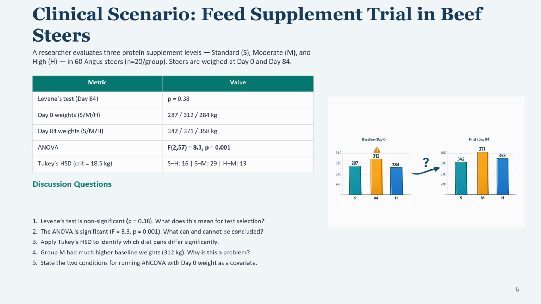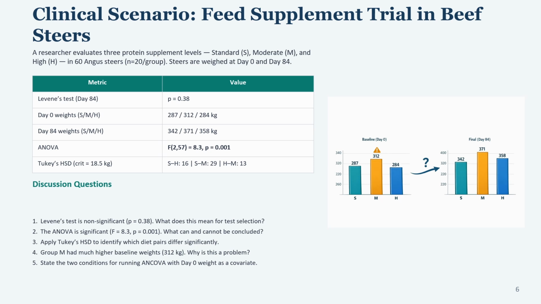Question 5 answer. ANCOVA conditions. First, the covariate, day 0 weight, must have been measured before the intervention began. Day 0 weight was recorded before the supplement protocol started. This condition is satisfied. Second, the regression slope between baseline weight and final weight must be similar across all 3 supplement groups. Homogeneity of slopes.